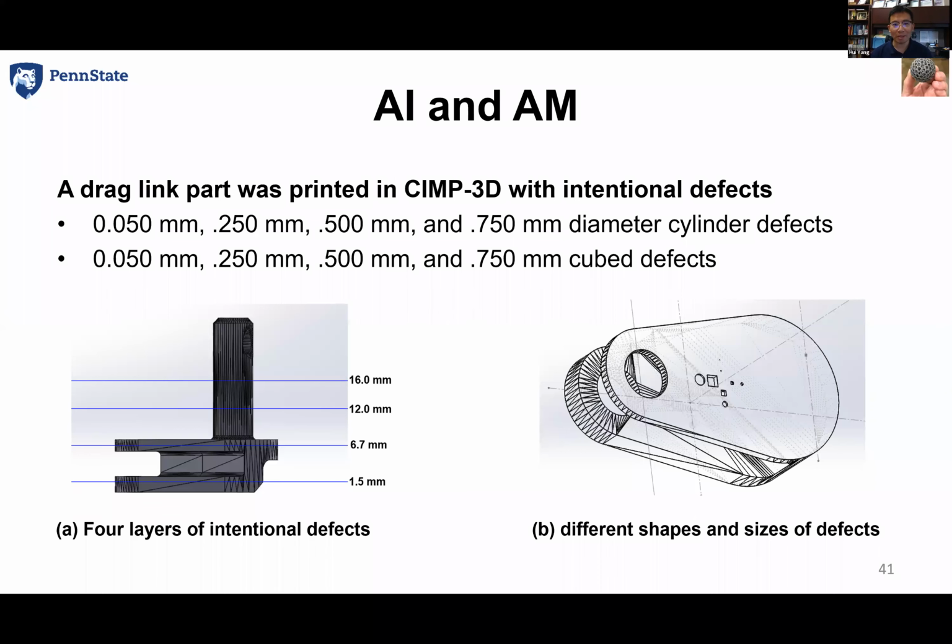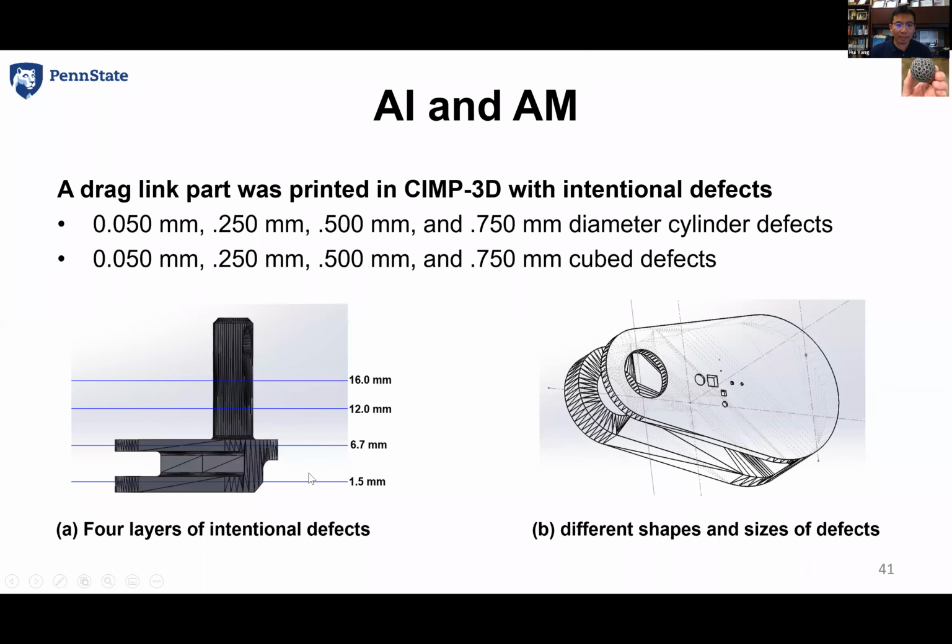Now let me talk about AI. You see, they both have AI and AM. My students came to me and said, oh, why not we use AI? So we also have another build, which is a drag link part. This is a drag link part, printed in 3D with intentional defects. Intentional defects means we have some kind of holes over there.